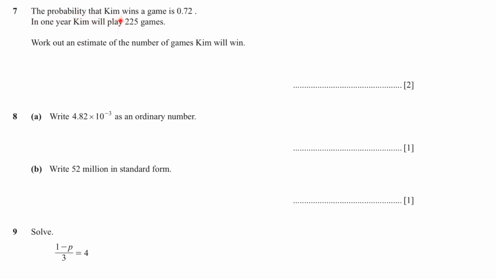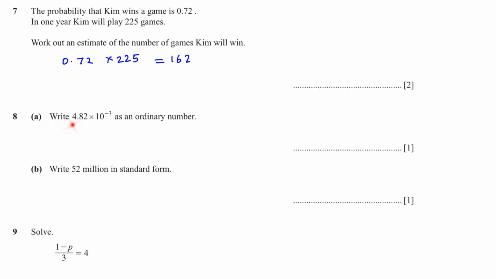This is a probability question. The probability that Kim wins a game is 0.72. In 1 year, Kim will play 225 games. Work out an estimate of the number of games Kim will win. A very easy question. We just have to multiply the probability by the number of games she is going to play. That will give us 162. That's the number of games Kim will win.